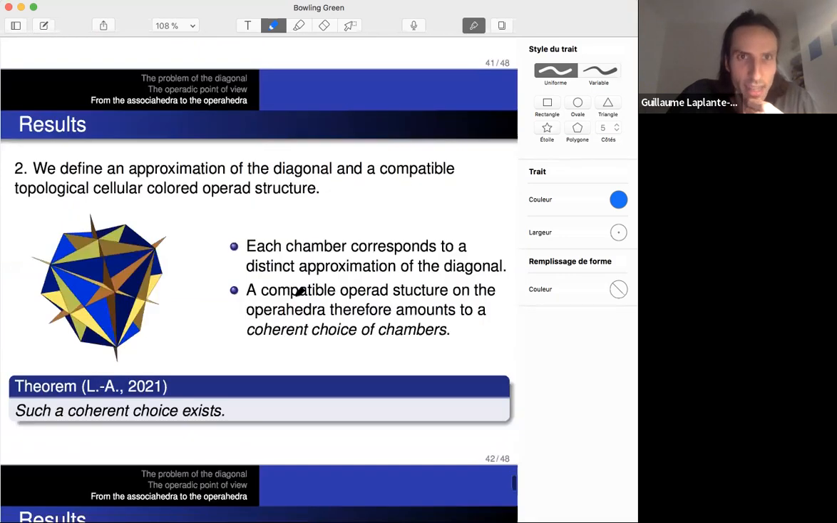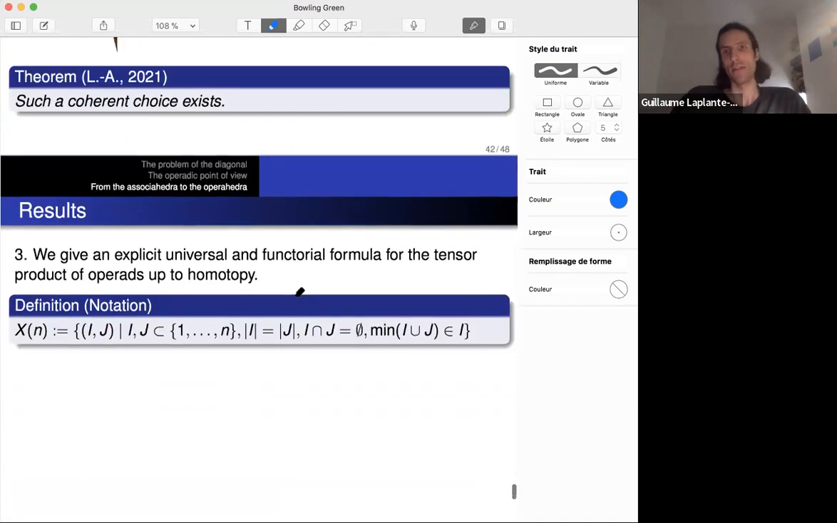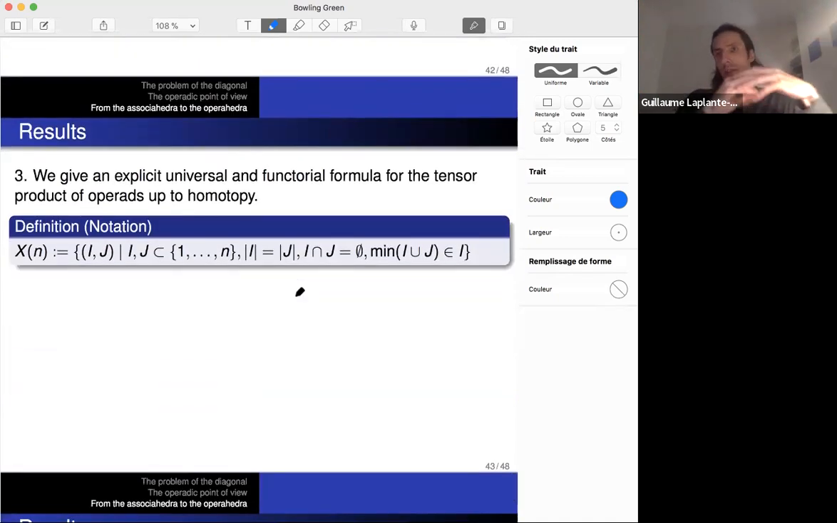And finally, I've been able to describe the image of this diagonal approximation. And this gave me an explicit formula for the tensor product of operads up to homotopy. So let me finish by showing you the formula and trying to explain it a little bit. It's a very combinatorial, down-to-earth formula.